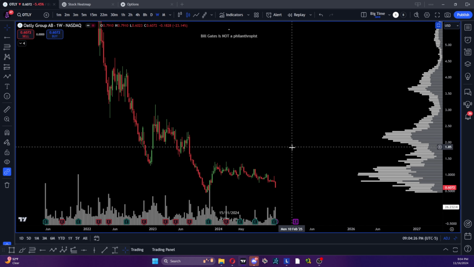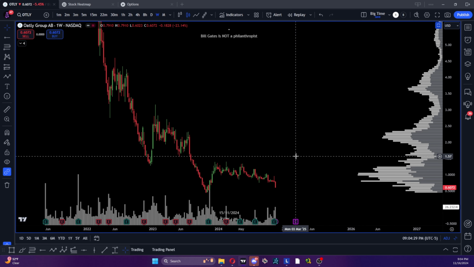Correct me if I'm wrong. You use SMAs or MAs? Which one? Well, wait. First of all, let me take this disgusting Oatly chart off my screen. I can't do it. I can't deal with it anymore.